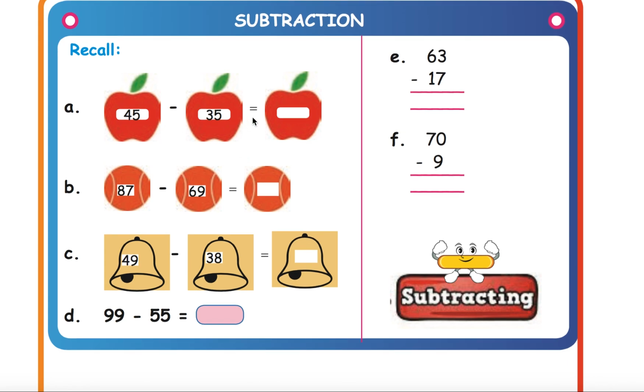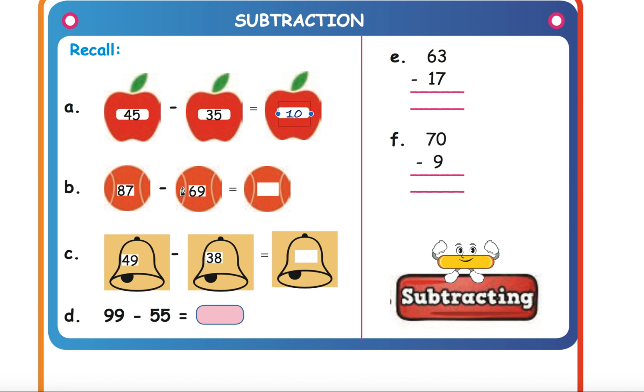45 minus 35, how much? Yeah, 10. Let's write it here. 5 minus 5, 0. 4 minus 3, 1. So that is 10. Fine.